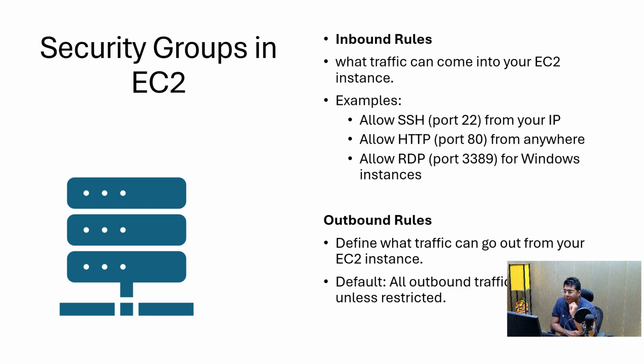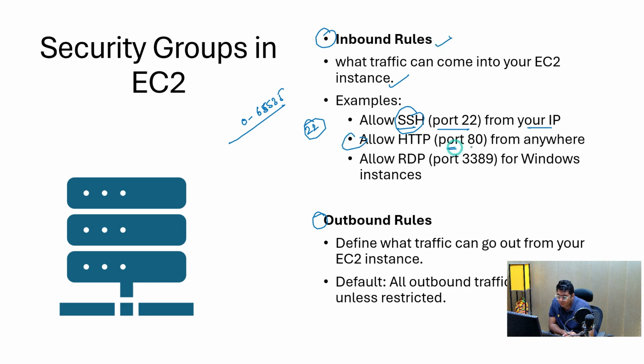Next is security group. What is a security group? A security group is a combination of inbound rules and outbound rules. An inbound rule is what traffic can come into your EC2 instance. In our computer, we have ports starting from 0 to 65535. So what port you need to open? For example, SSH works on port 22, so I'm going to allow SSH port 22 from our IP. That is one of the inbound rules.